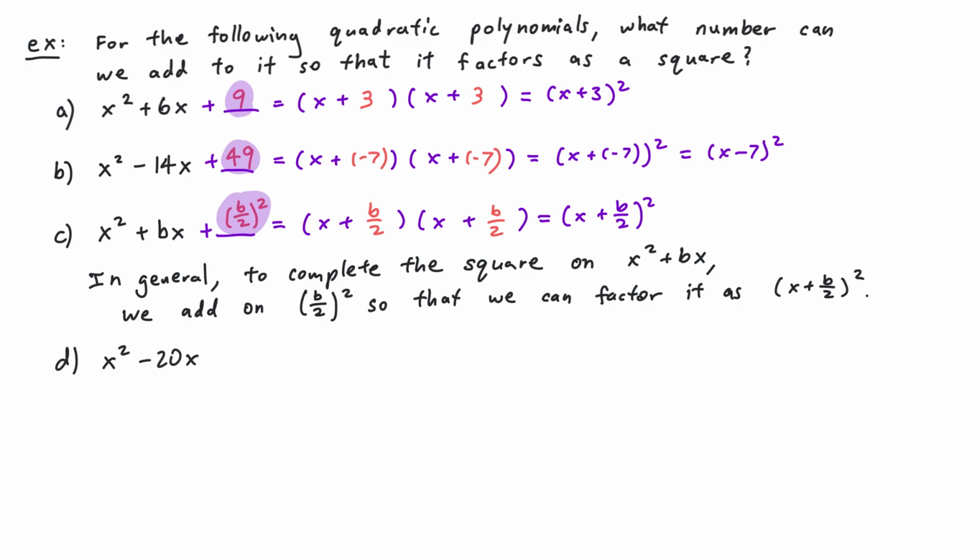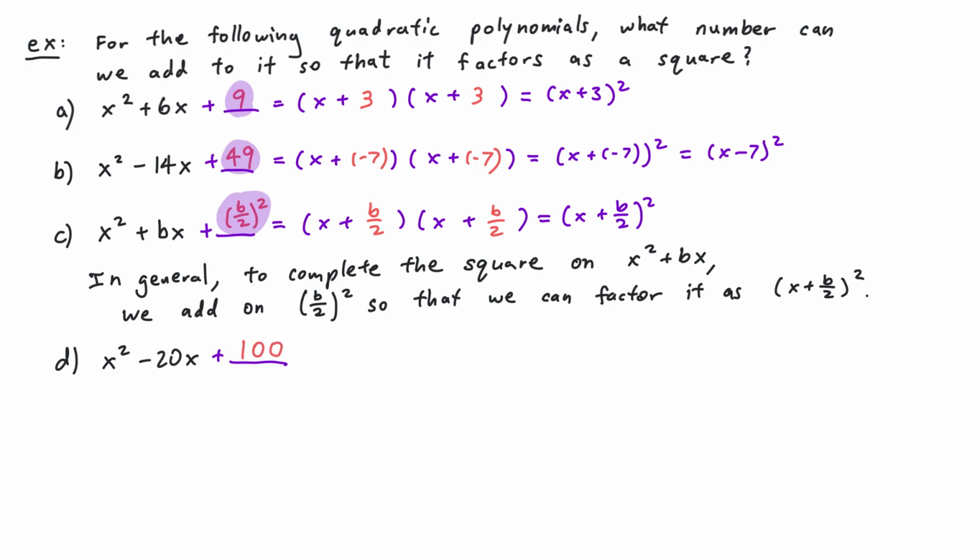In example D, we have the polynomial x squared minus 20x. Once again, we want to figure out the number to add at the end here so that we can factor it as a square. So in our general pattern, if the middle number was b, the number we add on at the end was b divided by 2 squared. So in this example, our b is negative 20, which means the number that we want to add on at the end here is going to be negative 20 divided by 2 squared. Negative 20 divided by 2 is negative 10, and if we do negative 10 squared, that's going to give us 100.